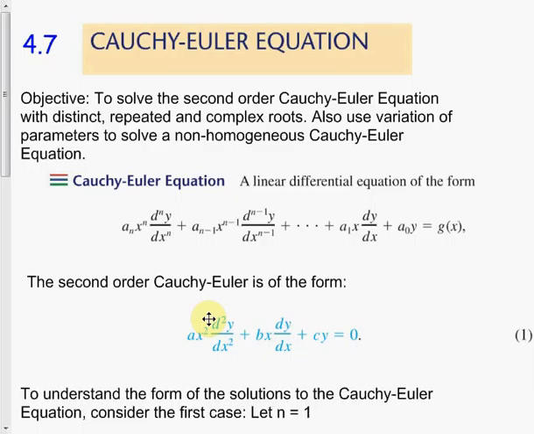If the differential equation is non-homogeneous, then we'll solve the non-homogeneous differential equation. That is, you have a g of x over here that's not equal to 0. We'll solve that using variation of parameters, and that was the previous section that we came out of. Okay.